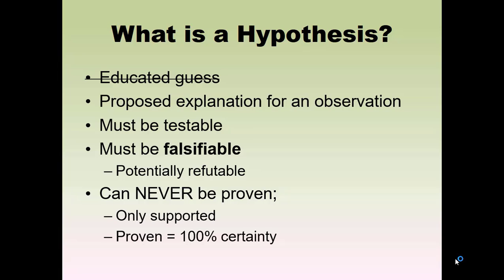Now, when we use the word proven, what we mean is that we are 100% certain, okay, that it is true. Keep in mind, one of our central tenets that we talked about previously is that all of our conclusions in science are tentative. That means they're subject to change. So we would never say that we have proven our hypothesis true, or that we've proven our hypothesis to be wrong.